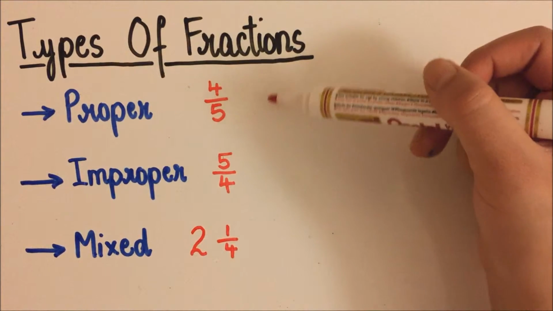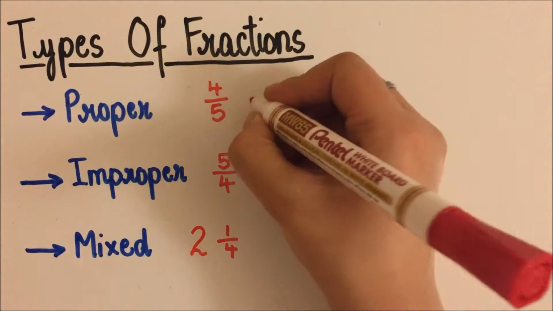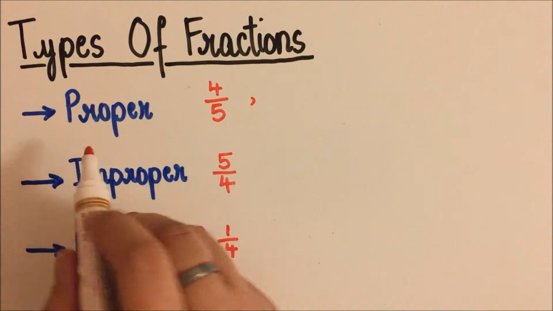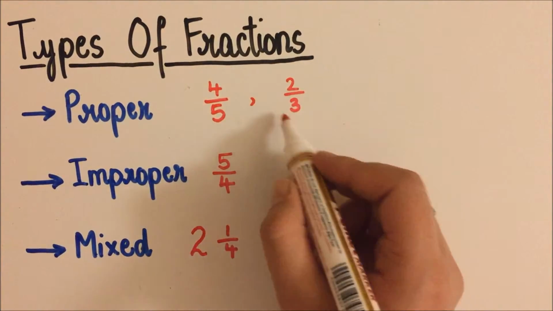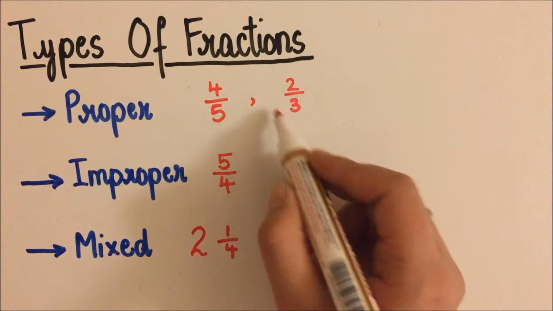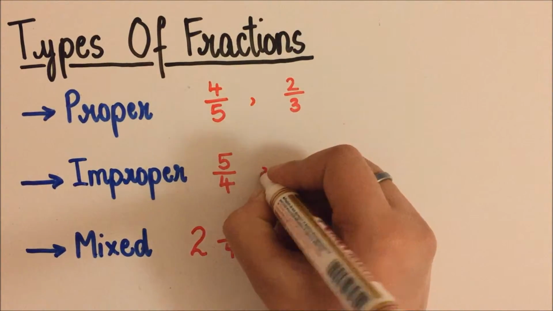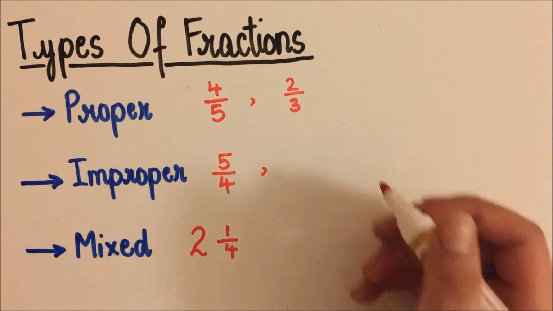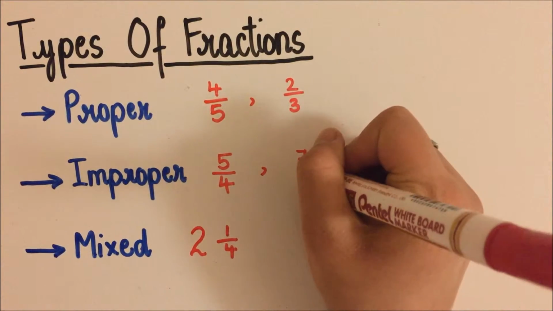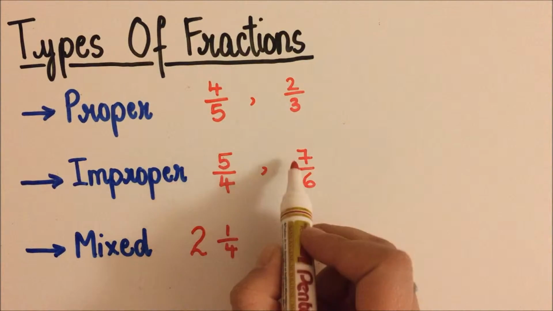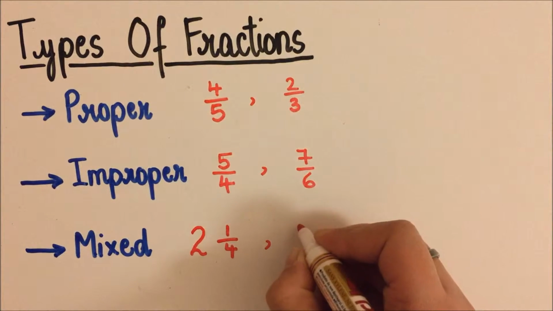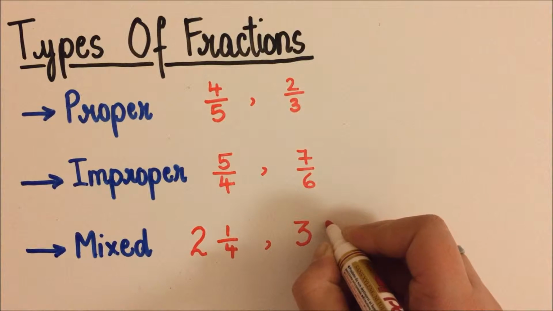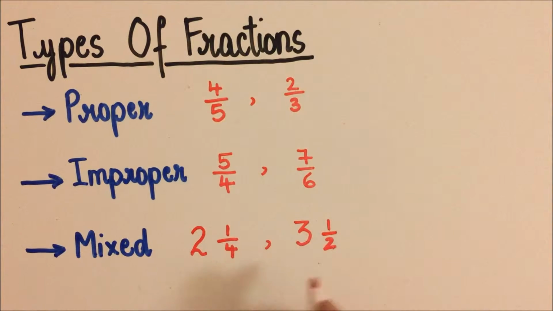Let's have another example for each one. So what else could be a proper fraction? Well, 2/3 can be a proper fraction because 3 is bigger than 2. It's bottom heavy, therefore it's a proper fraction. Improper, let's say 7/6 because it's top heavy. Mixed can be anything like 3 1/2 because it's got a whole number and it's also got a fraction.